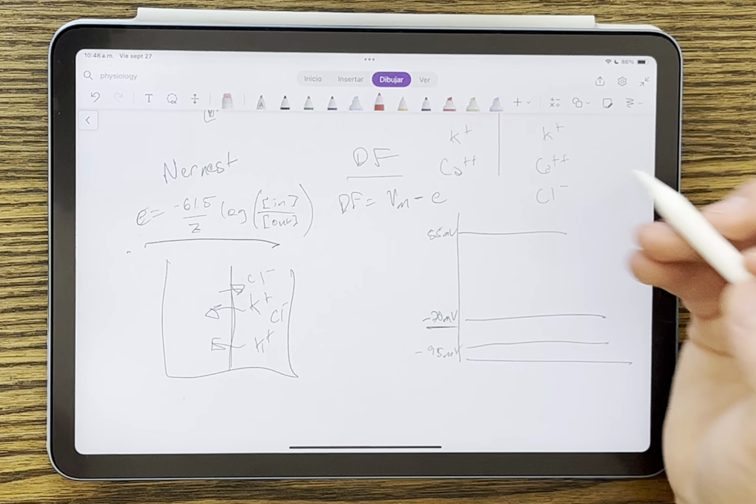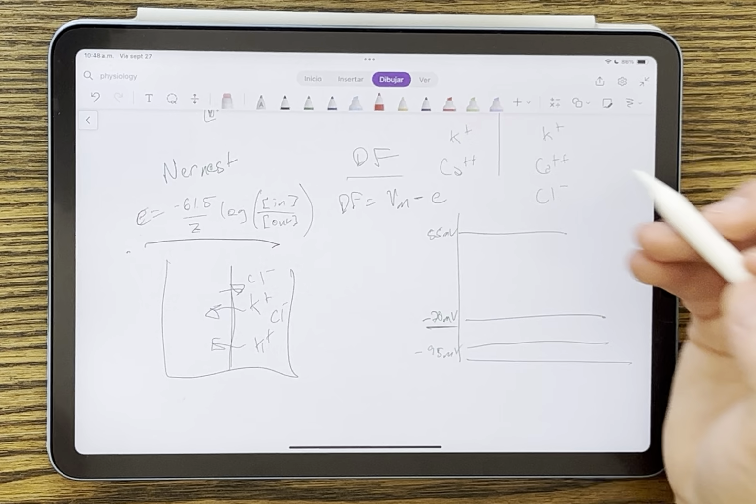But before we get there, I just want to talk first about, now that we've covered these factors that affect the resting membrane potential and will affect the action potential as well, I wanted to talk about two principles. One is called the Nernst equation, and then the other is called the driving force. So let me draw another graph here.